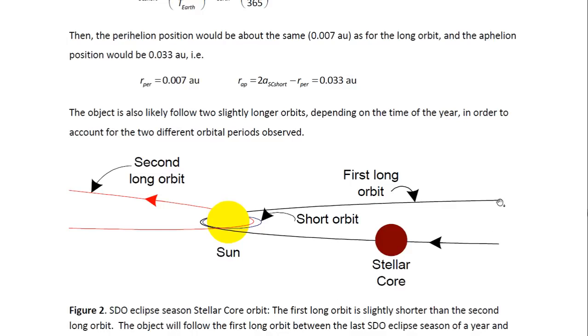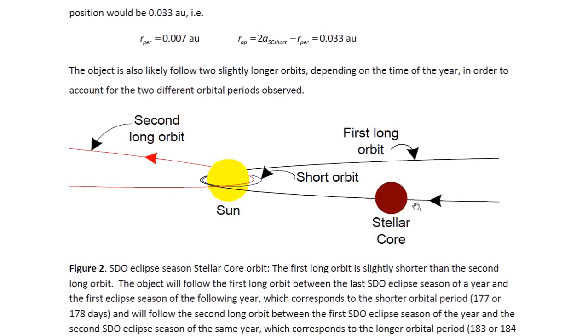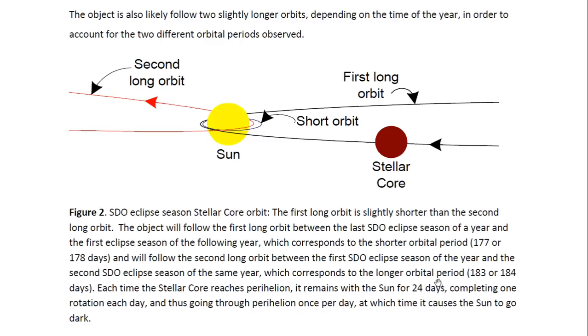And here we see these orbits illustrated. So here the slightly shorter one, which I've made what I call the first long orbit, would then correspond to the shorter orbital period of 177 or 178 days, and this one slightly longer would correspond to the other orbital period of 183 or 184 days. So each time the stellar core reaches perihelion, it remains with the Sun for 24 days, completing one rotation each day, and thus going through perihelion once per day, at which time it causes the Sun to go dark. So this is what we see.